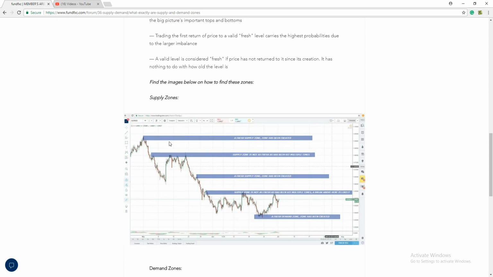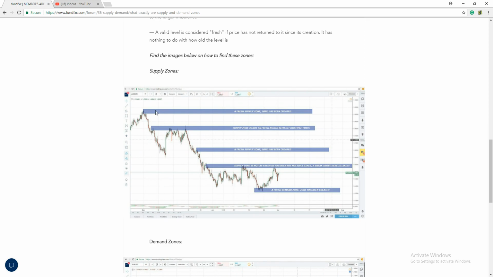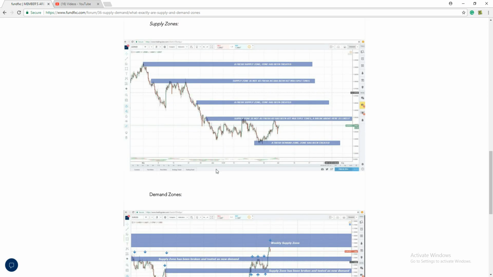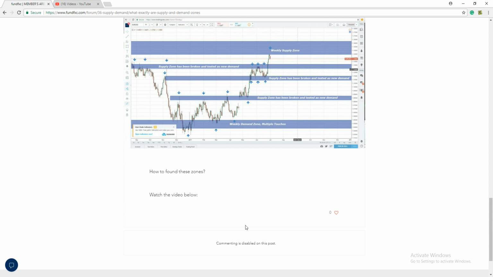Below you can see how we draw these zones. This is on TradingView, but we're going to show you on MetaTrader 4. A supply zone is a roof up top where price failed to penetrate, and the same for a demand zone, where price failed to go down and failed to penetrate the demand zone below. How we find these zones is what we're going to show you in this video quickly.